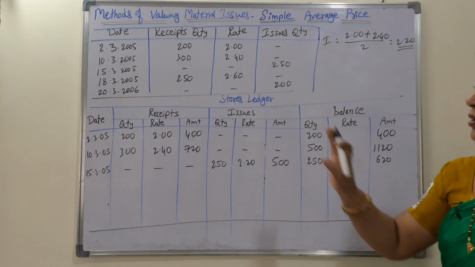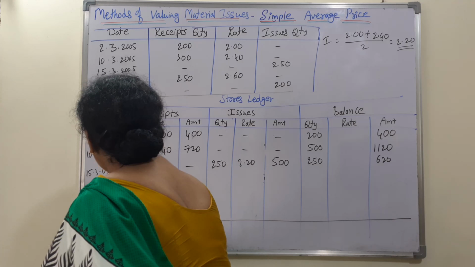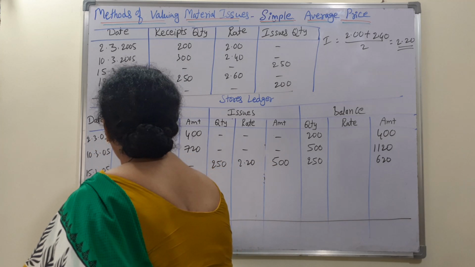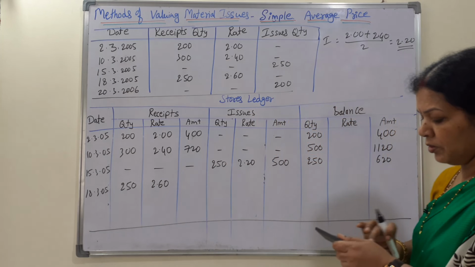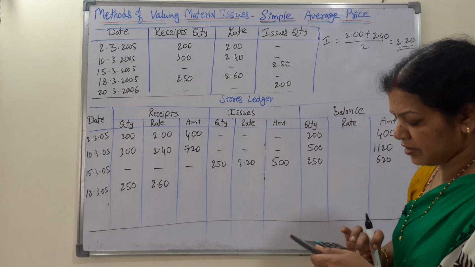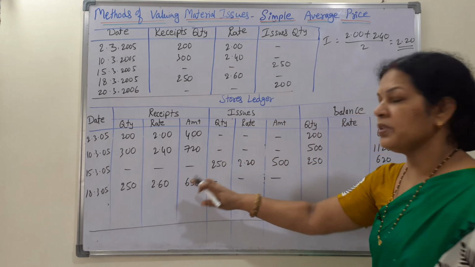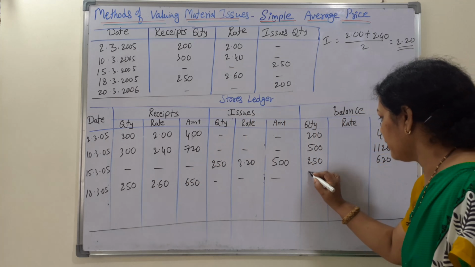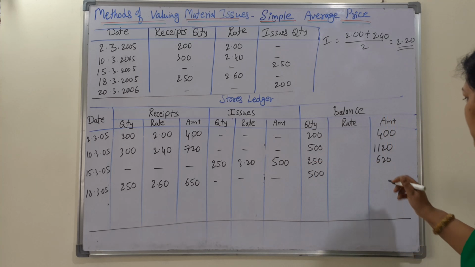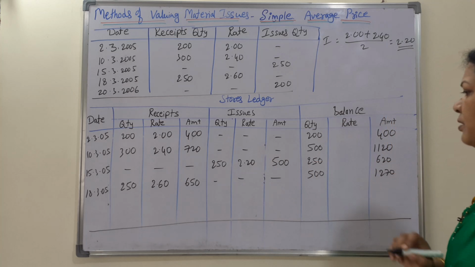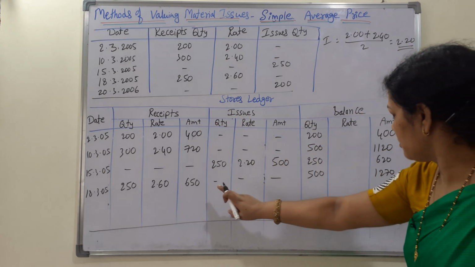Okay, 15th is over. Now coming to 18th, 18/3/05, we have purchased 250 material at the rate of 2 rupees 60 paisa. It comes to 250 into 2.60, it is 650. Purchased means we add 250 plus 250, it is 500. Now 620 plus 650, it is 1270. The calculation is clear, 1270.